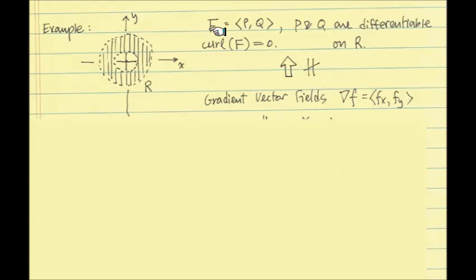So there is this vector field with two components, and the curl here is 0. In this case, the curl is just Qx minus Py. All gradient vector fields have the property that Qx minus Py is 0 by Clairaut's theorem, but there is a vector field that is well defined all around this region, but it cannot be realized as a gradient vector field.